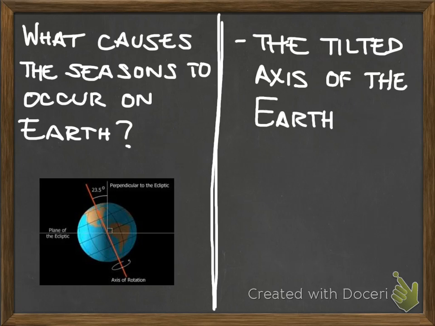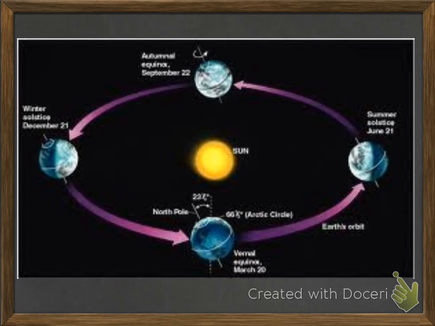So it's the tilted axis of the Earth. Well, what do I mean by that? Well, let me explain by showing you this next picture. So here's another image of the Earth revolving around the Sun. Now we'll start from the left, over here, which we call the winter solstice. It's hard to read, but if you follow along with what I'm saying, it'll be relatively easy. So the winter solstice happens on December 21st of every year.